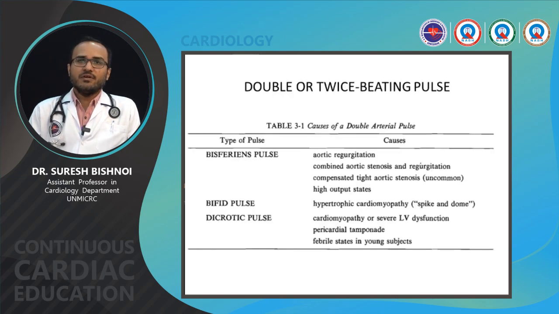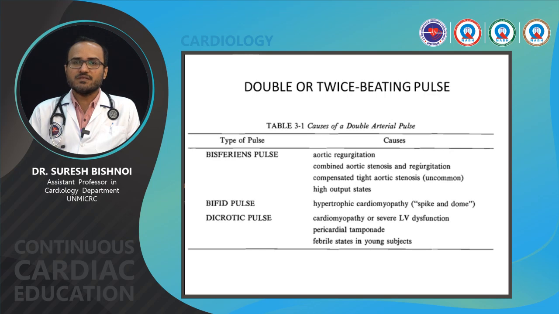Then what are the double beating or twice beating pulses? There are 2 or 3 types of double beating pulse you should remember, like the bisferiens pulse, where both the peaks are during systole, and the common causes are aortic regurgitation or a combined lesion with prominent aortic regurgitation and mild to moderate aortic stenosis. It is also uncommon in compensated tight aortic stenosis, but it is mentioned by Abraham, and in low output states. The other type of double beating pulse is the bifid pulse, also known as spike and dome, typically seen in hypertrophic cardiomyopathy or hypertrophic obstructive cardiomyopathy.